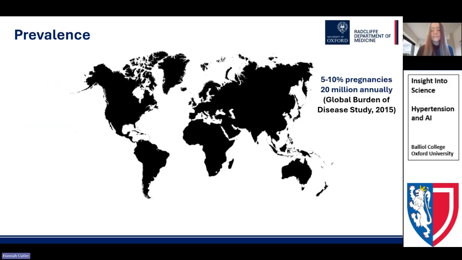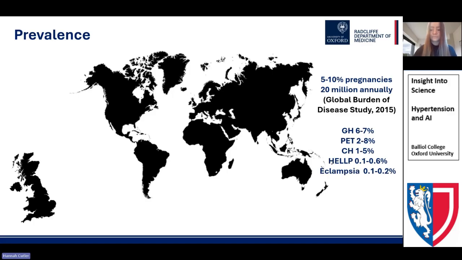So hypertensive disorders of pregnancy affect 5 to 10% of pregnancies globally, affecting around 20 million. So it's a lot of women that are affected. And it affects different subgroups differently. So gestational hypertension affects 6 to 7% of women, preeclampsia 2 to 8% of women, chronic hypertension 1 to 5% of women, and then a very small minority can develop HELLP syndrome and eclampsia.